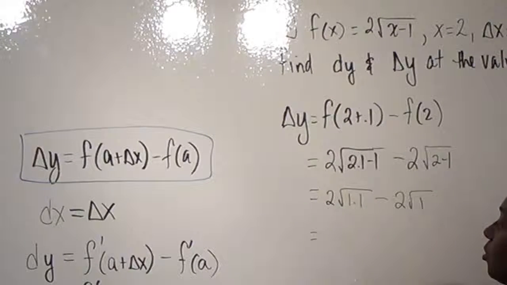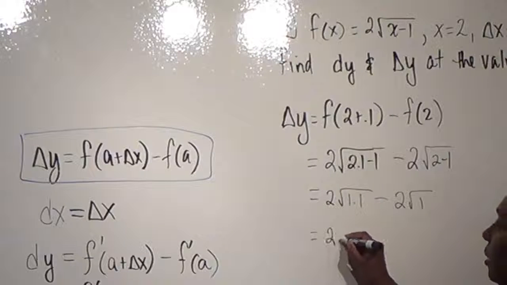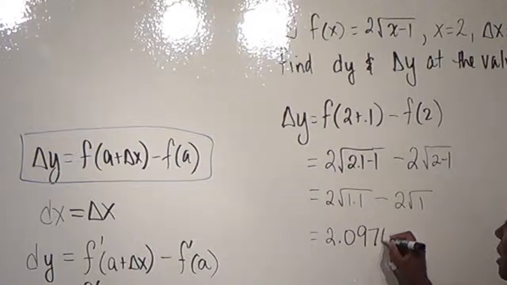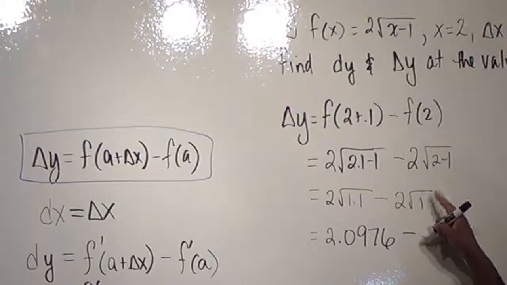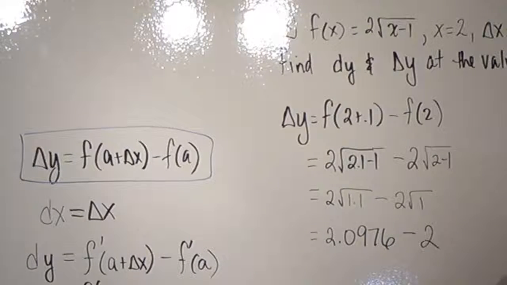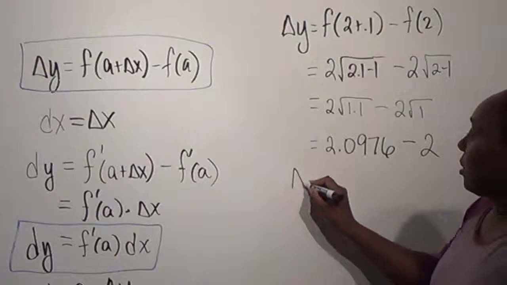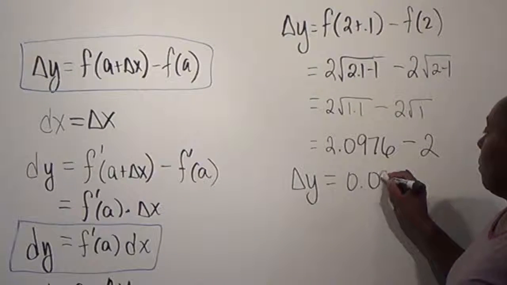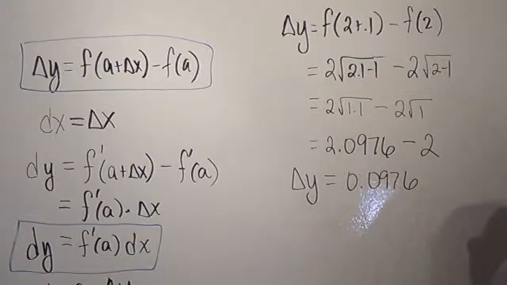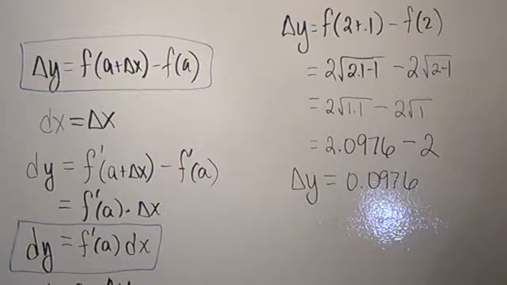So plugging in 2 times the square root of 1.1, we get 2.0976, some more digits. Minus over here, well, square root of 1 is just 1, so that's just subtracting 2, which tells us our delta y is going to be 0.0976.